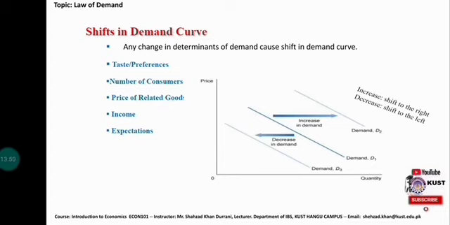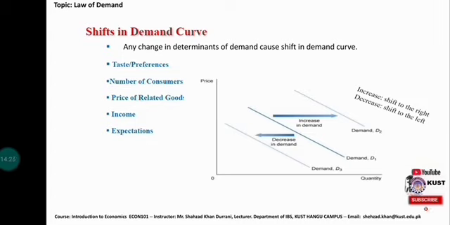Income. There are actually two kinds of goods. One is called normal goods and one is called inferior goods. Your income and demand are directly related when we talk about normal goods. If your income is increasing, your demand for that product is also increasing. For example, if your income increases, you are going to buy more milk. So this is called a normal good.